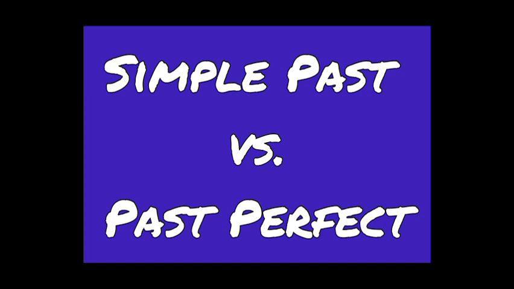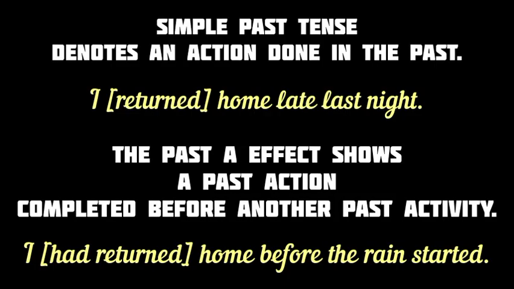Now let's make a quick comparison between the simple past tense and the past perfect tense. Well, the simple past tense simply shows an action done sometime in the past. For example, I returned home late last night. Here the verb returned is in the second form of the verb, and so it is in simple past tense.